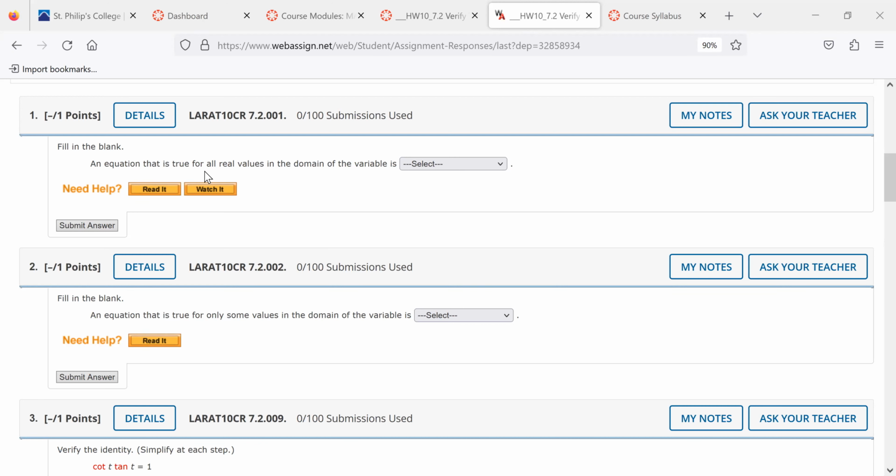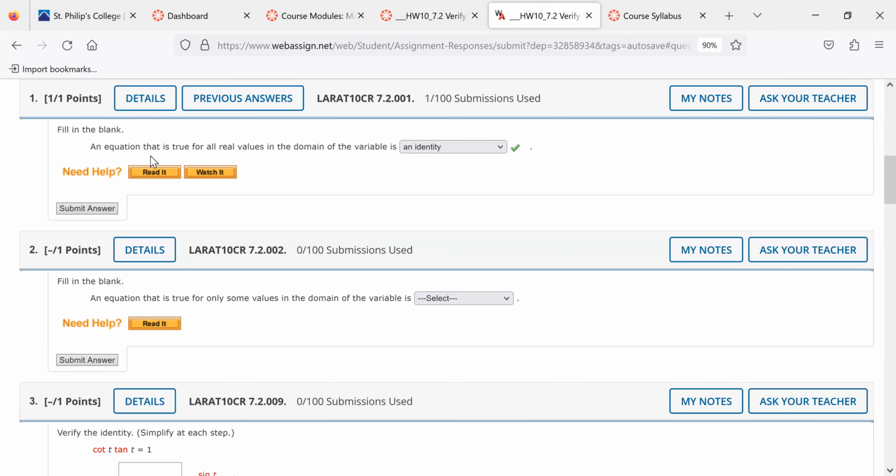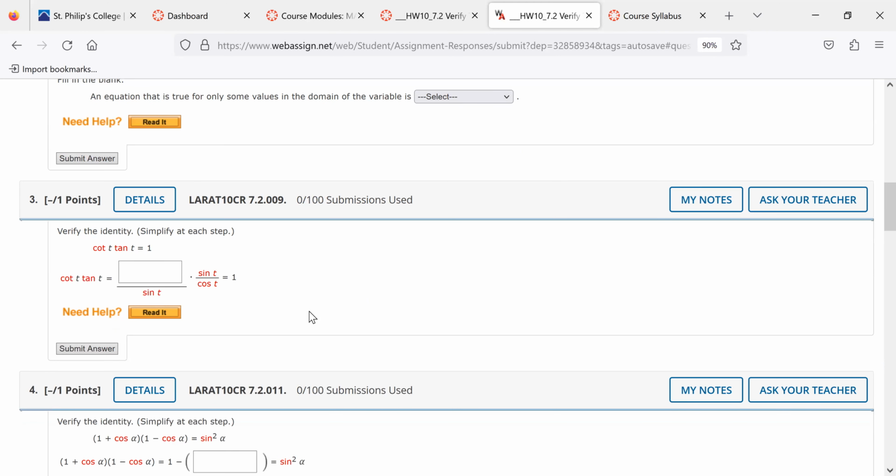An equation that is true for all real values in the domain of the variable is. Oh, let's see. Okay, so this is what I was talking about, number three.